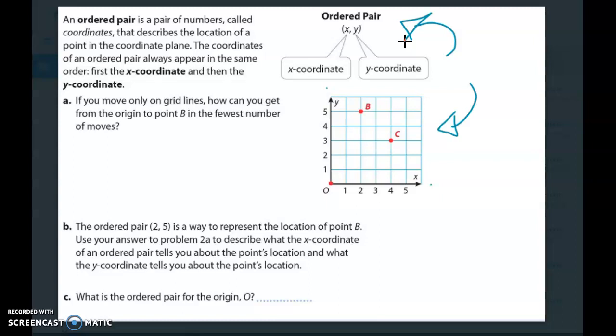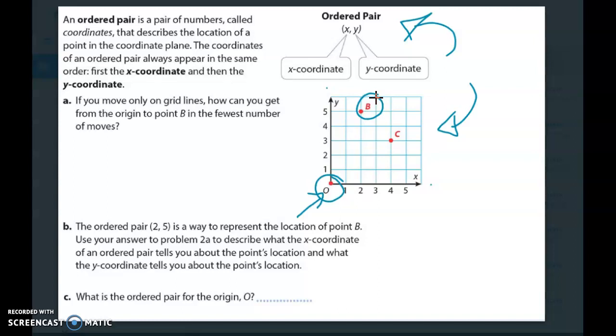All right, so let's take a look at what they're asking us to do here. If you move only on grid lines, how can you get from the origin, which is our intersecting point, so always here is our origin, to B? So I want to get from this point to this point in the fewest moves possible. So you can't go diagonal, you can only go left and right and up and down.